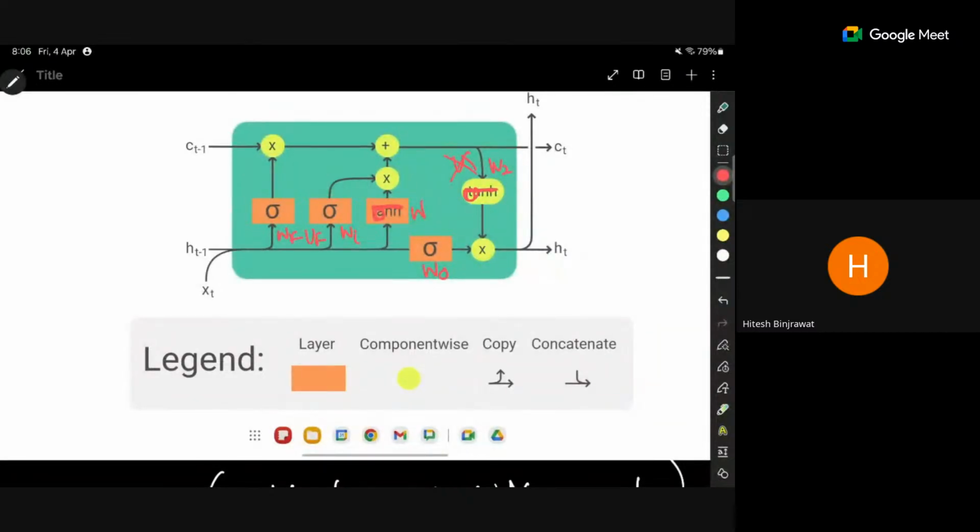This guy will have UF, UI, U, UO. There's no U here. Then there will be BF, BI, BO. Here also B, and here also B. So the one thing missing is U. That's all. Otherwise, nothing is different. All 5 of these things you are seeing here have the same dimension. So if I'm saying W, all W's have the same dimension, all U's have the same dimension, all B's have the same dimension.